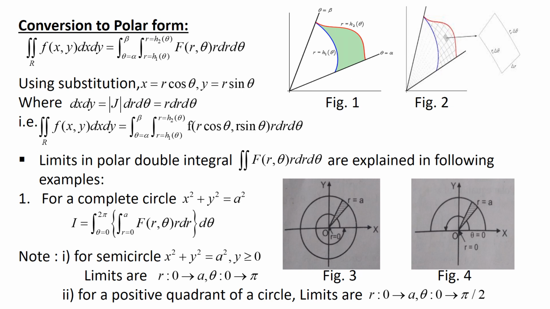Just consider the examples based on double integration of f of x, y with respect to x and with respect to y, which we can convert in terms of r and theta. Look at diagram 1, where r equal to h1 of theta and r equal to h2 of theta are our curves, and theta varies from theta equal to alpha to theta equal to beta. So the region is between the two lines theta equal to alpha and theta equal to beta, and r varies from h1 to h2 of theta.